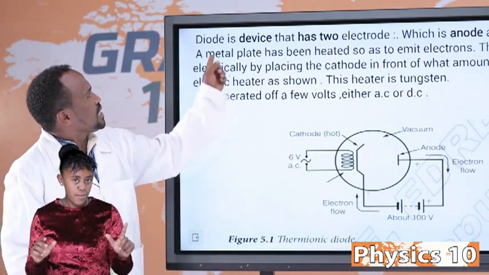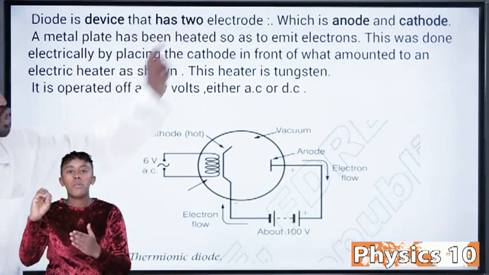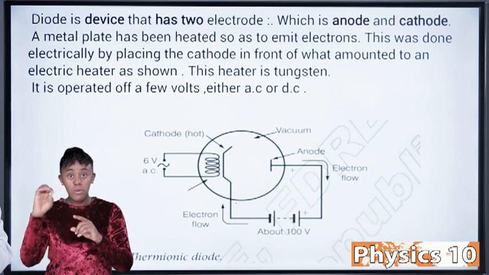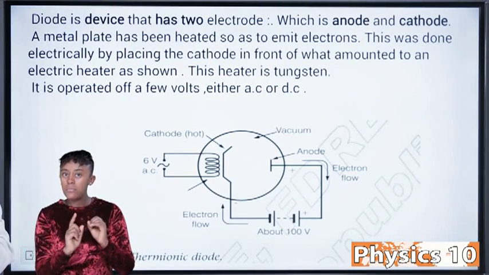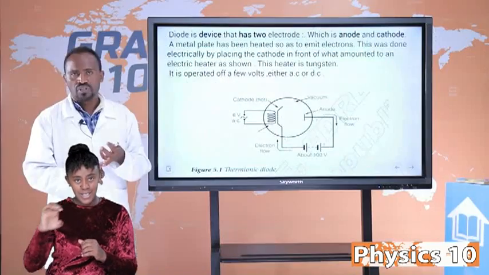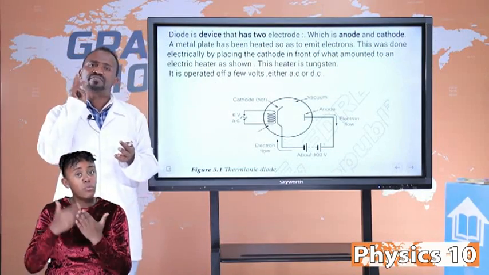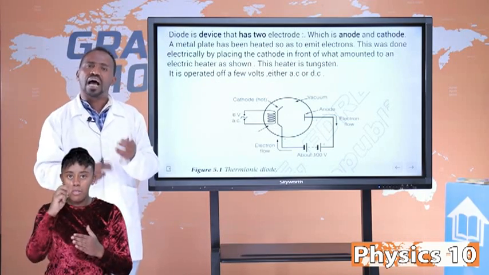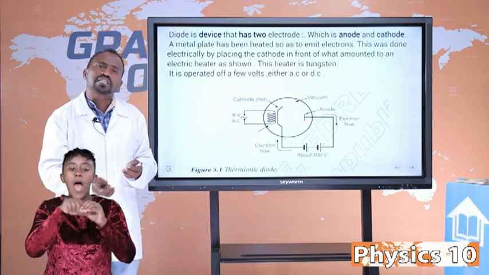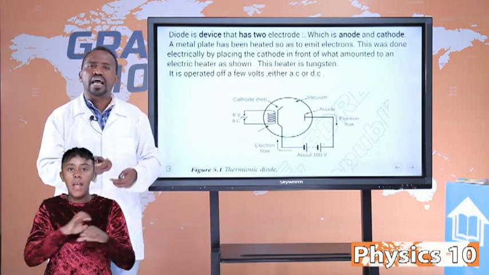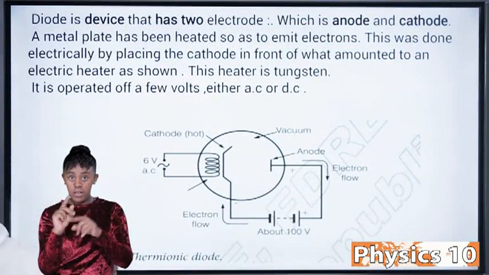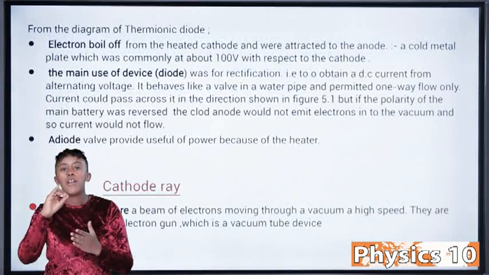Students, this is a diode, a device that has two electrodes. The two electrodes of the diode are the cathode and the anode. So students, you know the function of the cathode is to emit electrons after being heated. The function of the anode is to accept the emitted electrons from the cathode and guide them to the fluorescent screen. So this is the thermionic diode diagram.